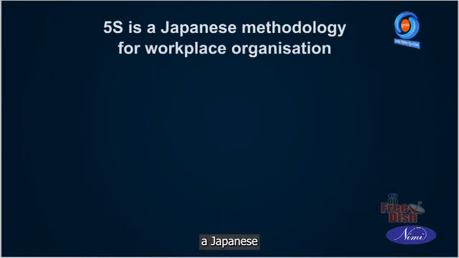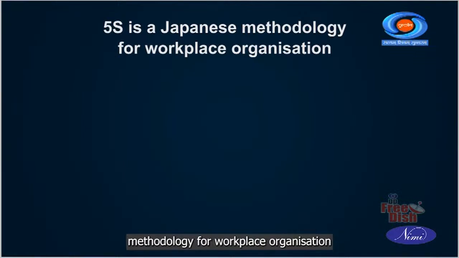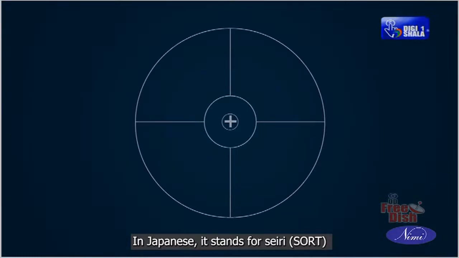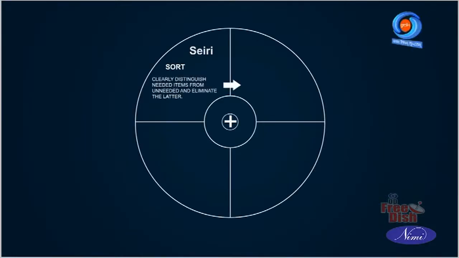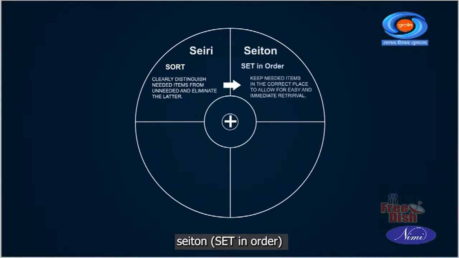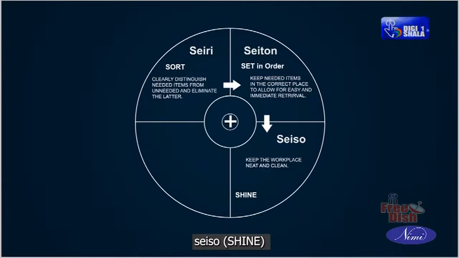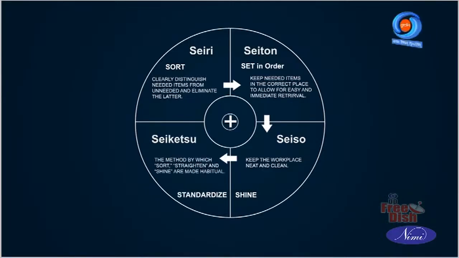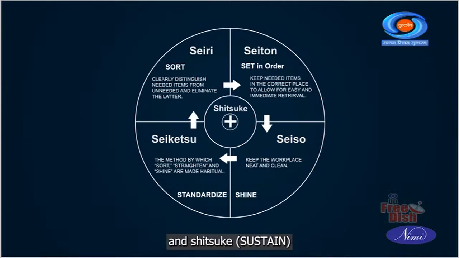5S is a Japanese methodology for workplace organization. In Japanese, it stands for Seiri, sort, Seiton, set in order, Seiso, shine, Seiketsu, standardize, and Shitsuke, sustain.